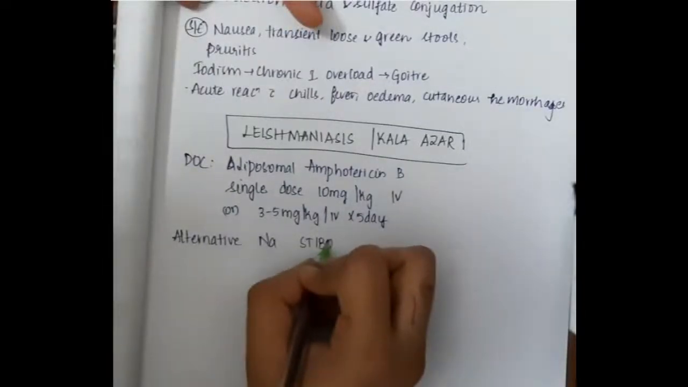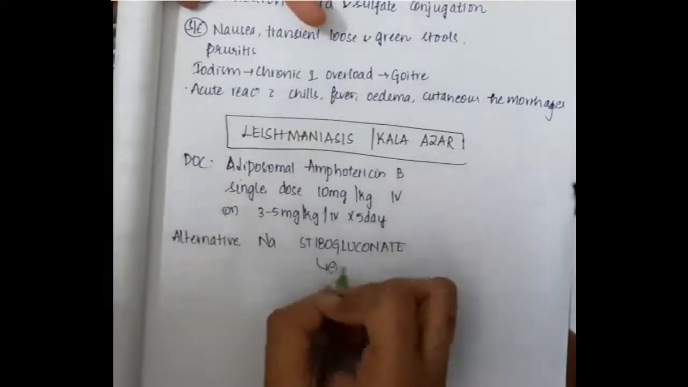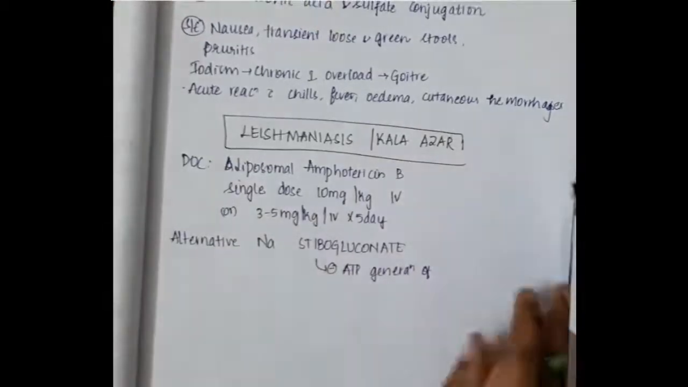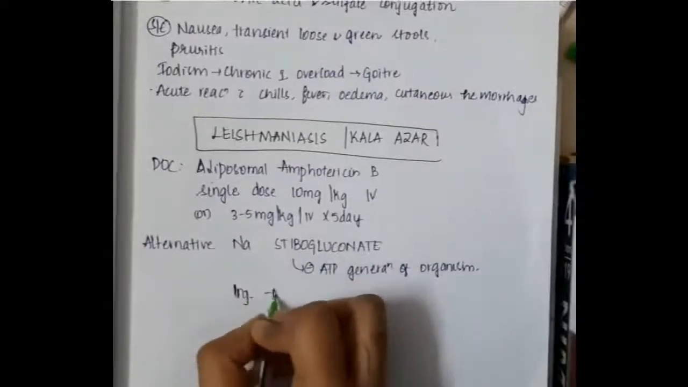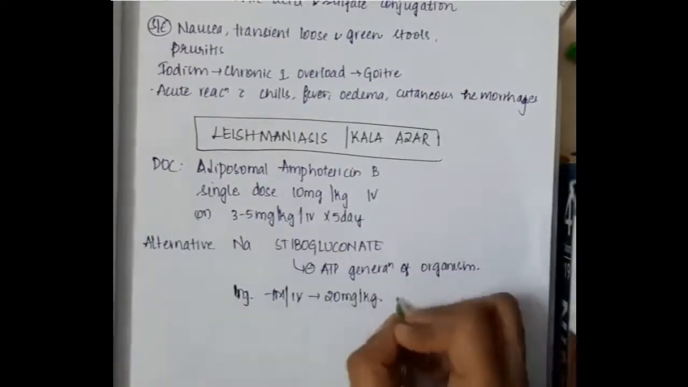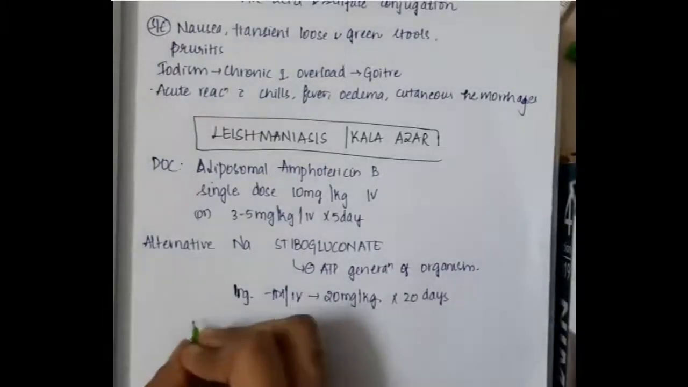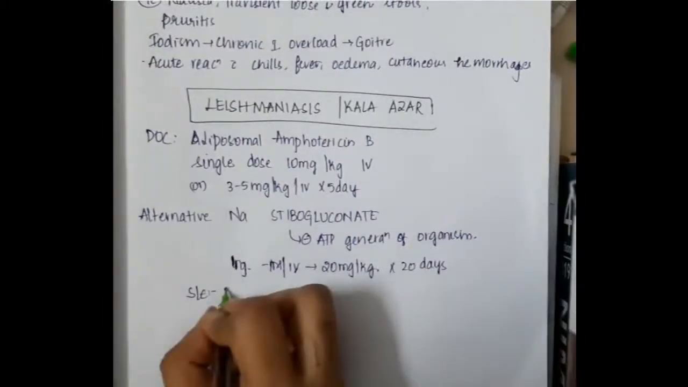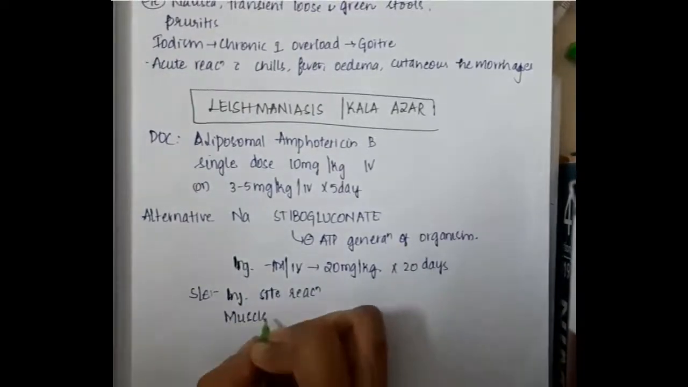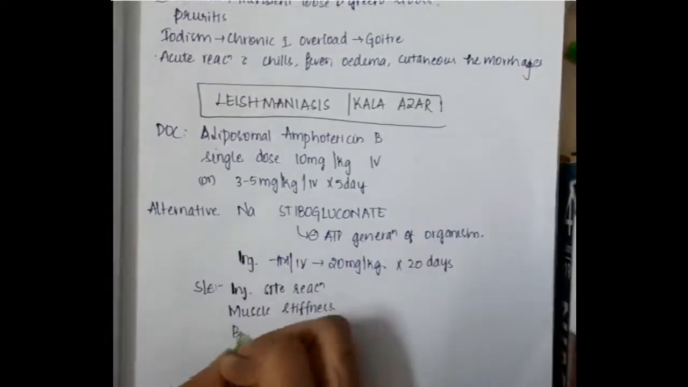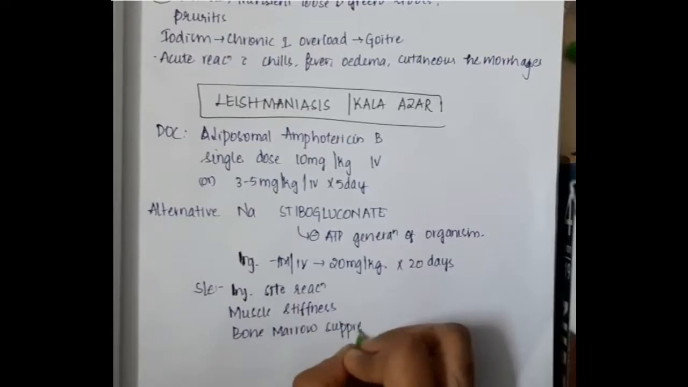In leishmaniasis, we can also give an alternative, which is sodium stibogluconate. This will inhibit ATP generation of the organisms. This drug can be given IM or IV, in a dosage of 20 milligrams per kg for 20 days. The side effects of sodium stibogluconate are injection site reaction, muscle stiffness and bone marrow suppression.